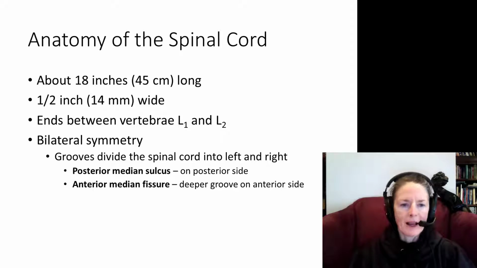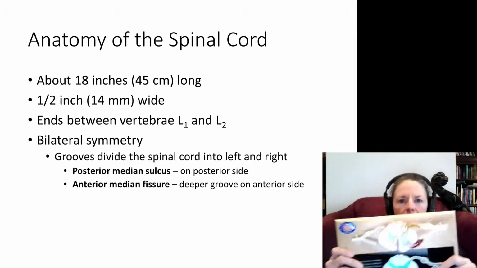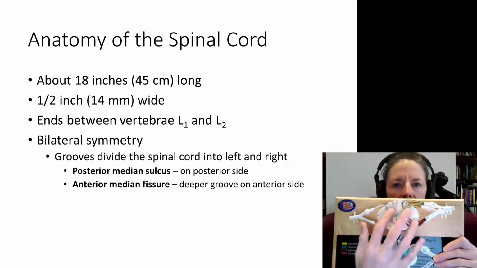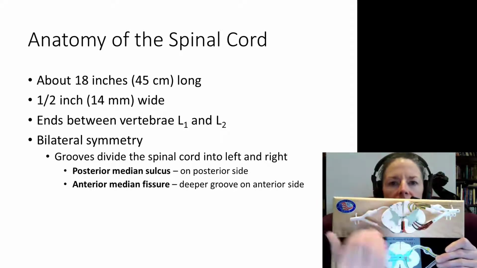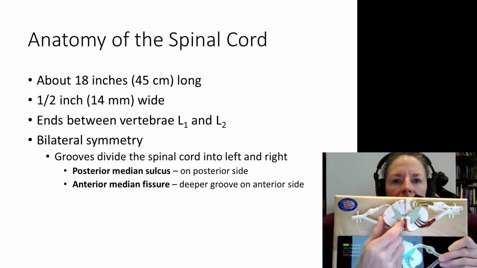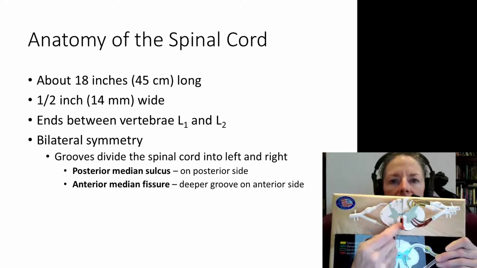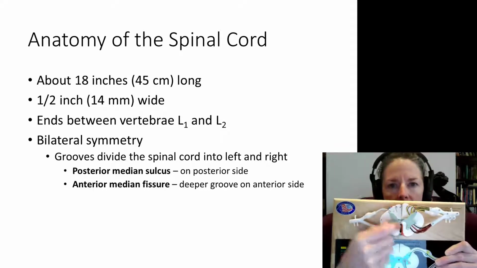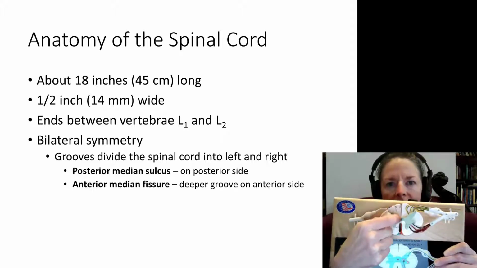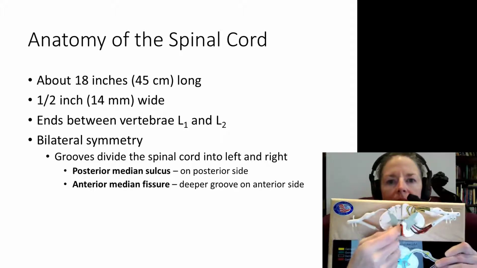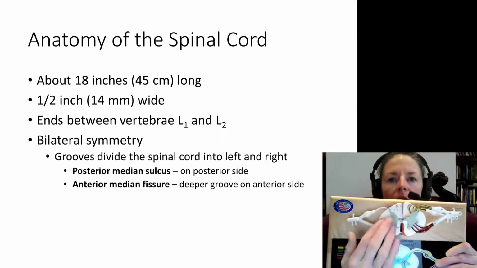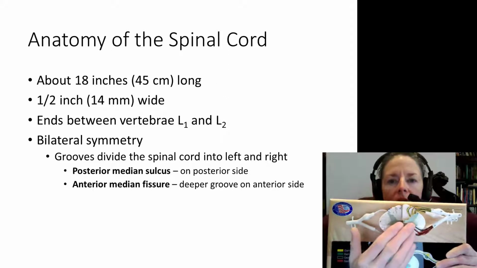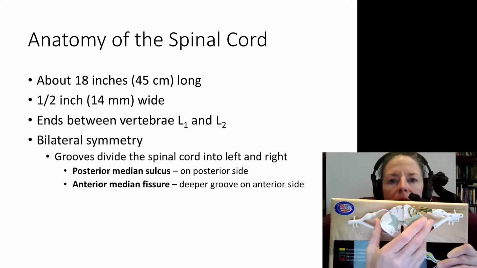We will see that it has a bilateral symmetry. So if we look at the model here, we will see that we have gray matter arranged on either side of the midline and white matter in this symmetrical arrangement. We will see that we have a large groove called the anterior median fissure, and that's going to denote the anterior part of the spinal cord. The posterior median sulcus is not as large, but this is the midline of the spinal cord. We've got our anterior median fissure, our posterior median sulcus. We've got our gray matter arranged in this H shape around it, and then we have white matter tracts surrounding the gray matter.